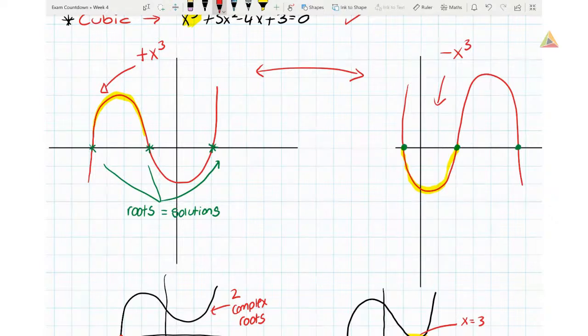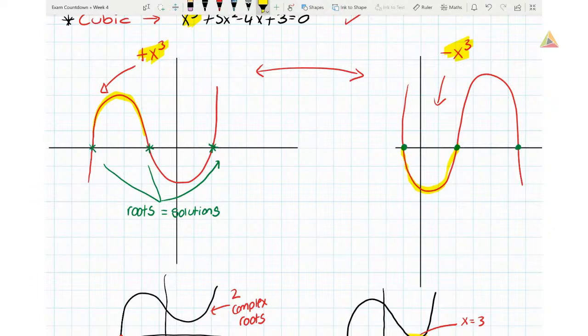So slightly kind of the opposite to the quadratics. If it starts as an N shape and turns into a U shape, it's going to have a positive coefficient, a positive number in front of the x cubed. And if it starts as a U shape and turns into an N shape, its coefficient of x cubed will be negative. Okay?